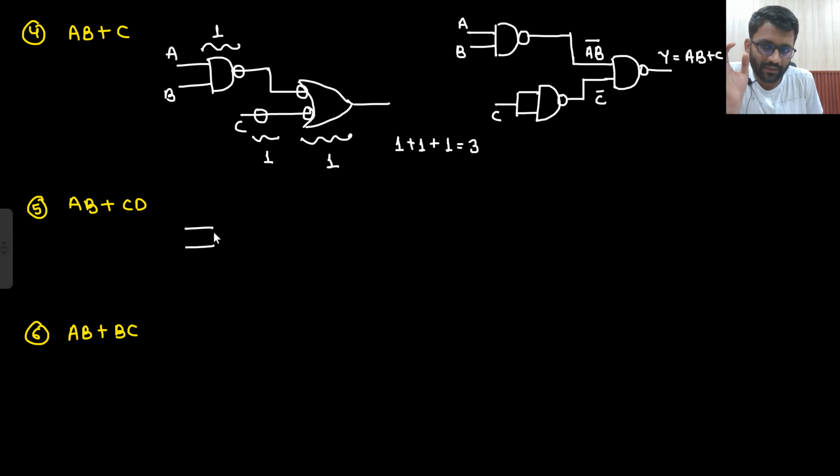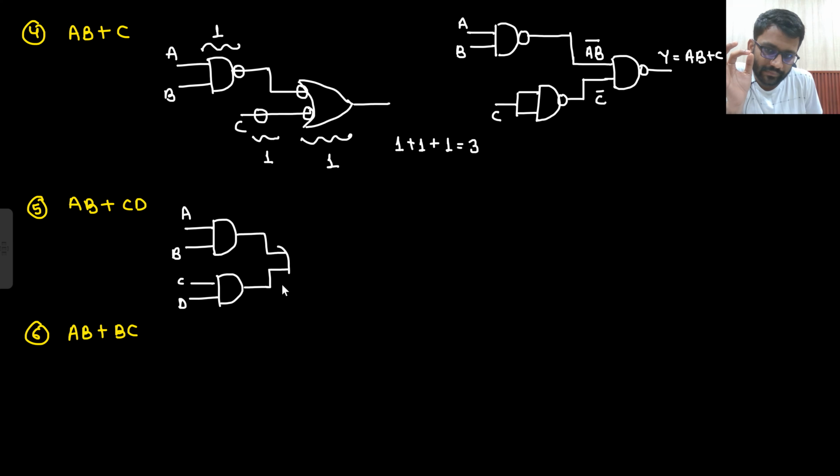So AB plus CD. So again I will implement AB plus CD. AB and CD multiplication I need to do, and then I will do the summation. So what will be my answer? AB plus CD. But I need NAND gates. So if I need a NAND gate, I have to introduce one bubble here. If I am introducing one bubble here, then another bubble will be introduced here.